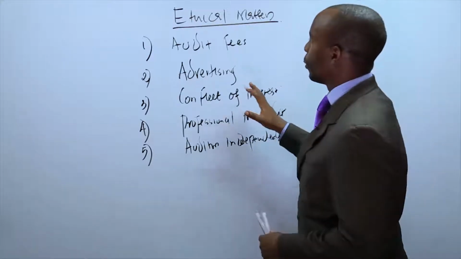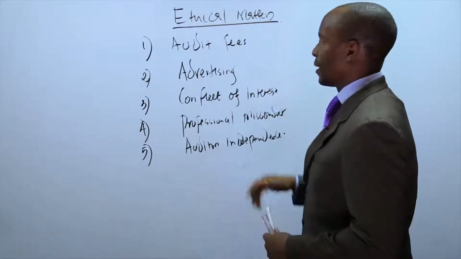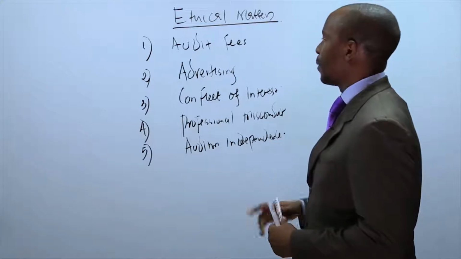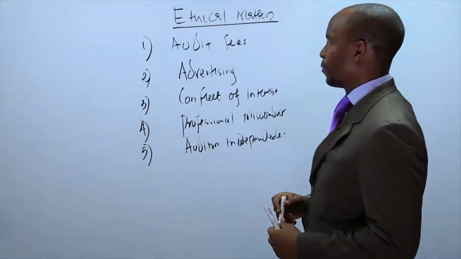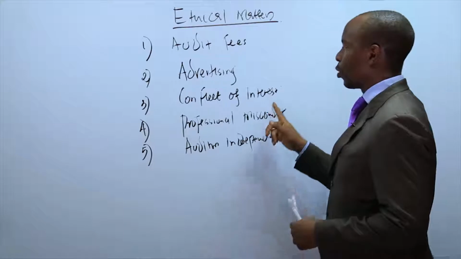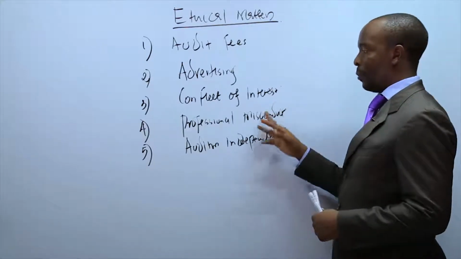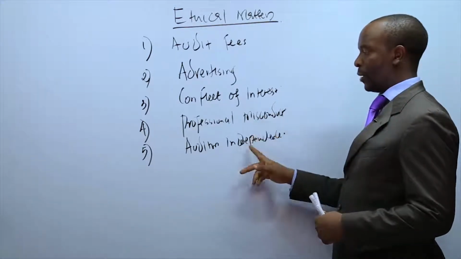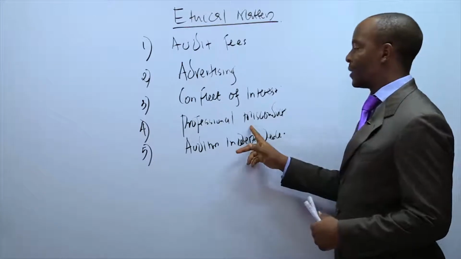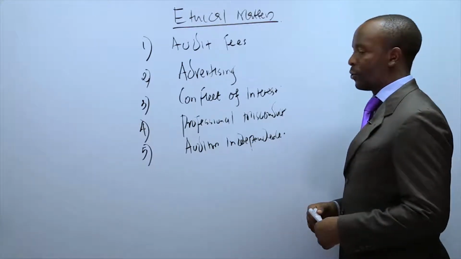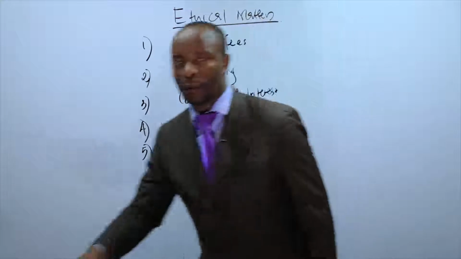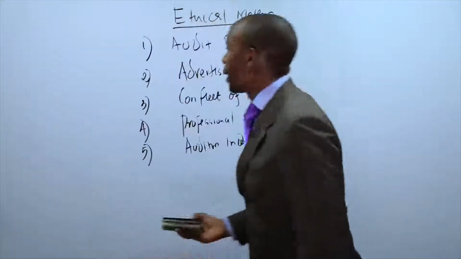So what we are going to be looking at here is audit fee. We discuss that fully, we clear it. And then we come to advertising, we discuss that fully, we clear it. We come to conflict of interest, we discuss it. Maybe before we discuss professional misconduct, we can discuss auditors' independence. And lastly, we can talk about professional misconduct. So those are 5 items that you're supposed to be looking at in this lesson, and so welcome.